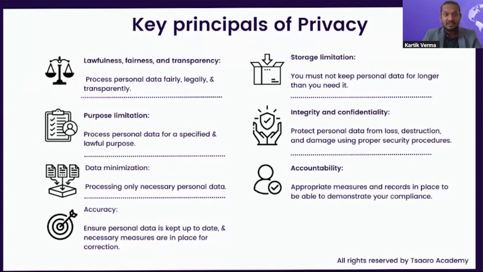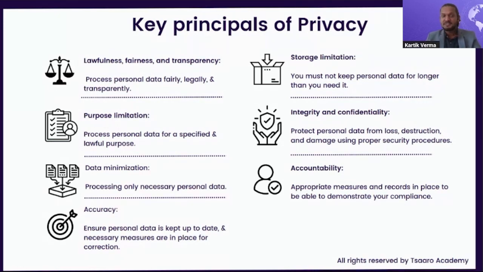Then moving on to the next principle, that is purpose limitation. This means that organizations must only use personal information for the specific purpose for which it was originally collected. This ensures that the personal information being collected is not misused or mishandled. Then we talk about data minimization. This means that the organization can only collect the minimal amount of information necessary to carry out a specific purpose.